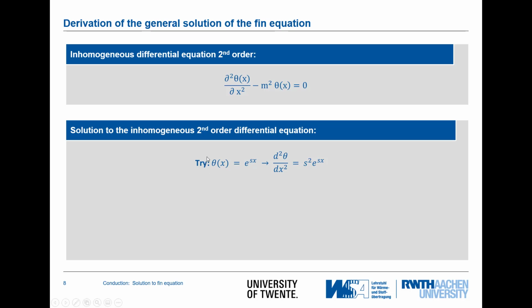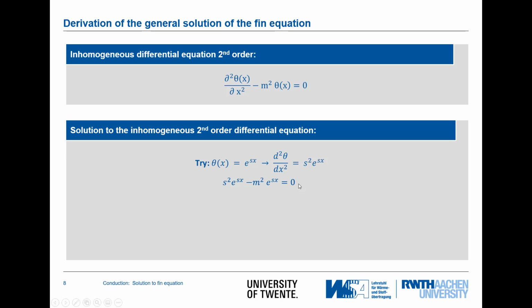So we just say our parameter theta, our temperature difference, behaves like the exponential of a parameter s times x, where x is our location, the spatial coordinate. The second derivative of that is simple. It will be s squared times e to the power of s times x. Now we can plug this in, and we get that s squared times e to the power of sx minus m squared times e to the power of sx is equal to 0.